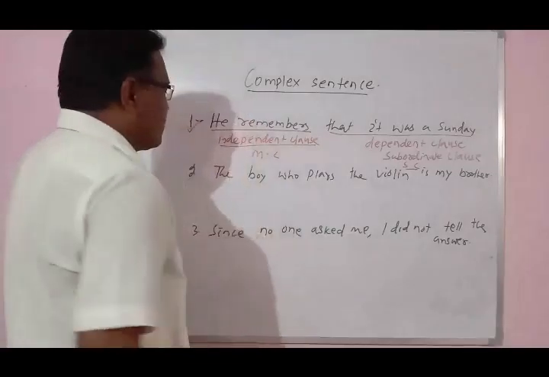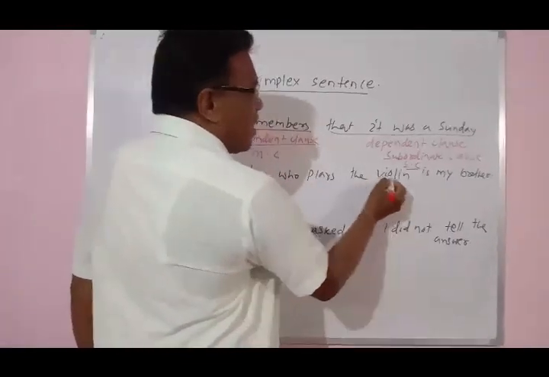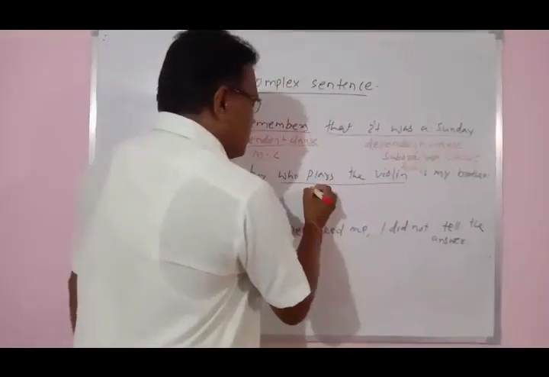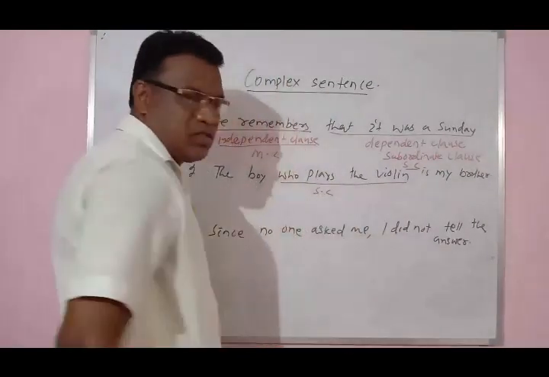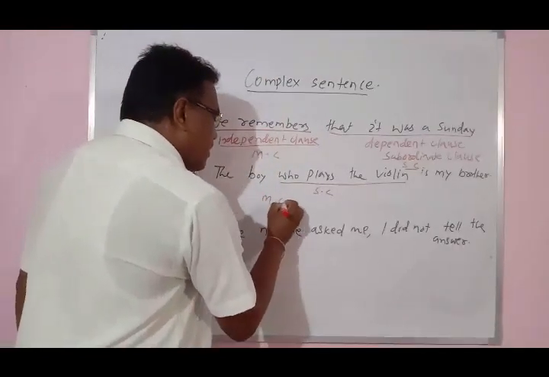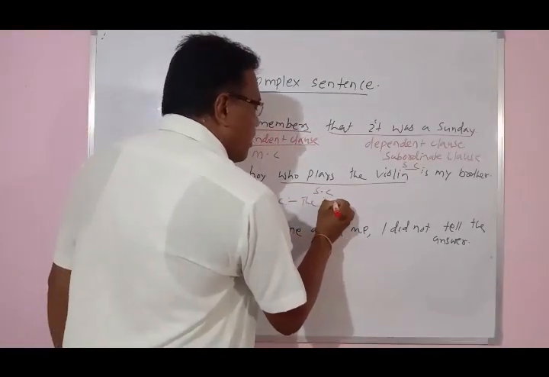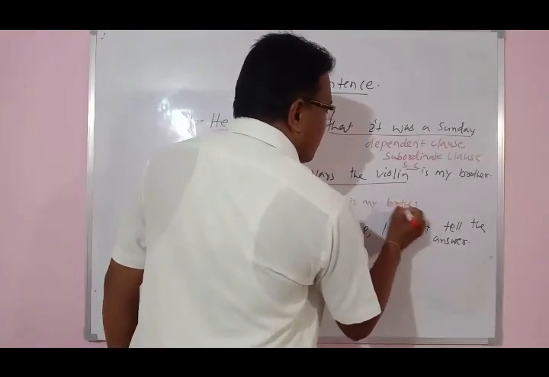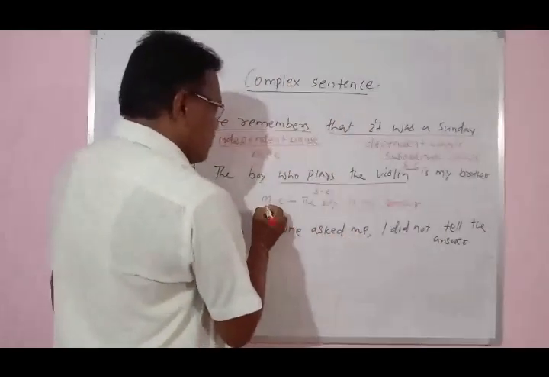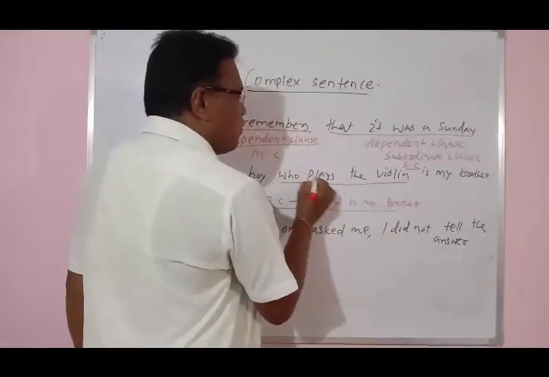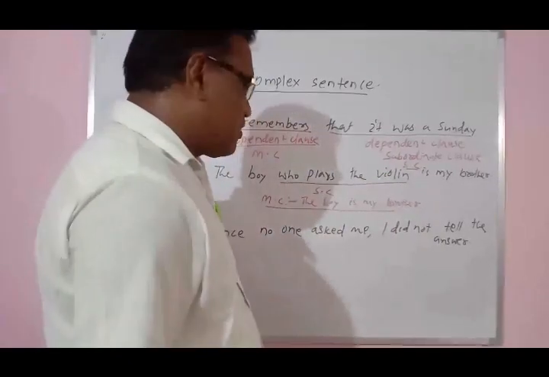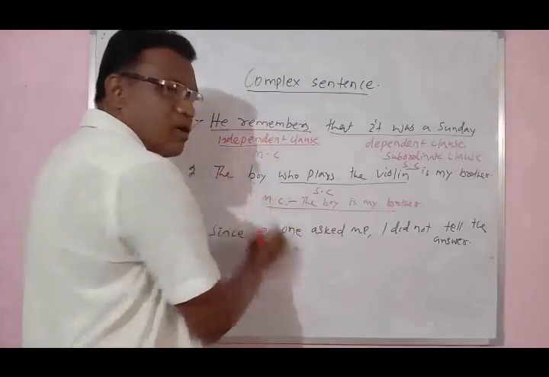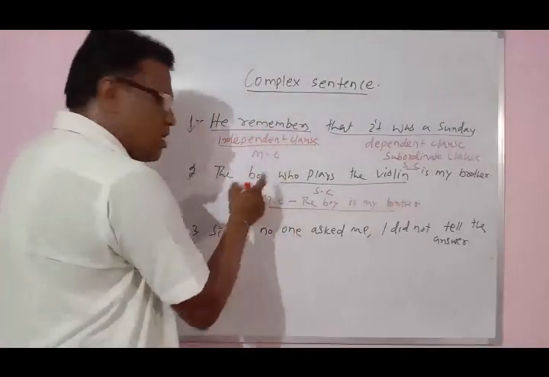See the second sentence. The boy who plays the violin is my brother. Here, who plays the violin is a subordinate clause, and the main clause is the boy is my brother. You see, this is main clause. Who plays the violin is subordinate clause, and these two clauses form a complex sentence. This sentence is also a complex sentence.